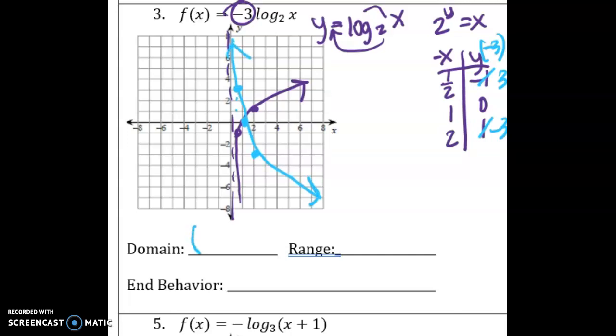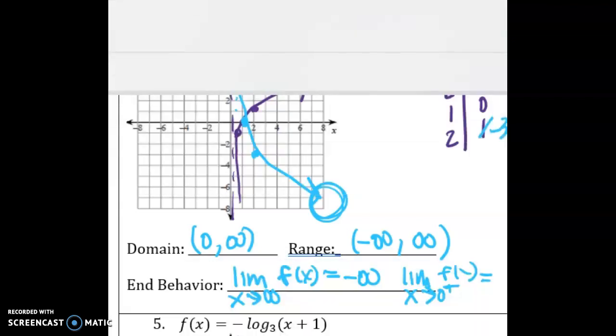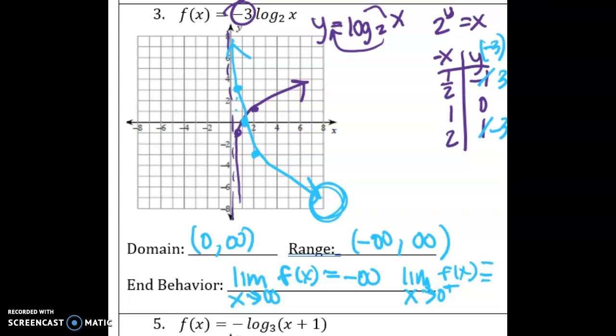But you'll notice that your domain and range are the same as the previous one, because our asymptote didn't change by the multiplying of the negative 3. End behavior, the limit as x approaches infinity of f of x equals negative infinity, because our y's are getting smaller. And then the limit as x approaches 0 from the positive side of f of x is negative infinity.